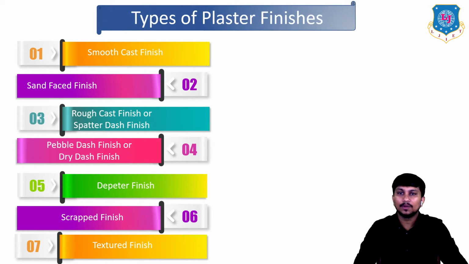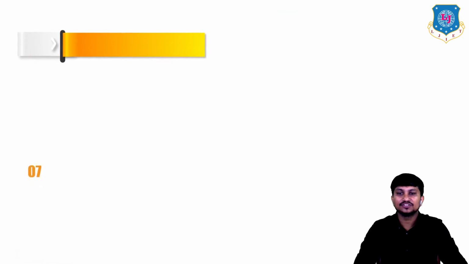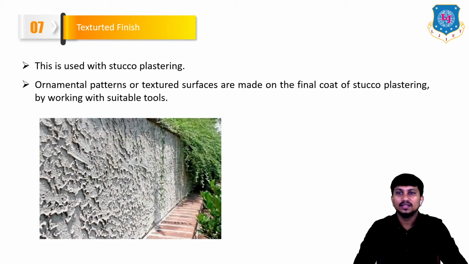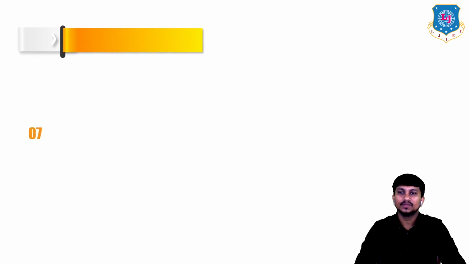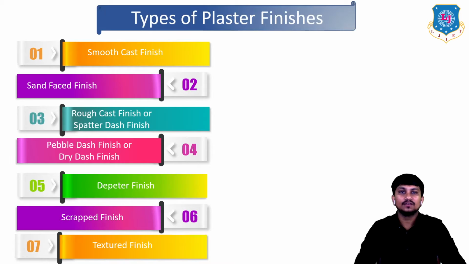The last type of plaster finish is textured finish. Okay, this is used with stucco plastering. Ornamental patterns or textured surfaces are made on the final coat of stucco plastering by working with suitable tools. This is how textured finish looks like. Okay, so these are the various types of plaster finishes used in plastering.